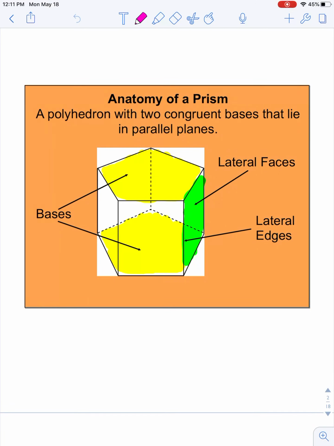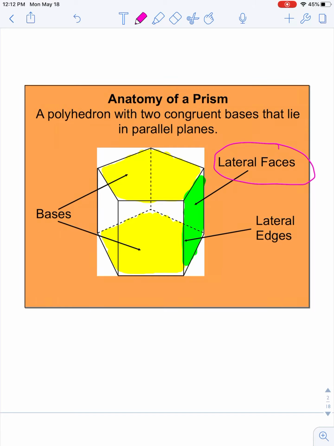So here is just kind of a review of what we covered in 12.1, just some of the anatomy of a prism. It's a polyhedron. Remember, a polyhedron is made up of two congruent bases that lie in parallel planes, and they have faces that are polygons. So in a prism, you have two bases that are parallel and congruent. And you also have what are called lateral faces. And that's going to come into play a little bit today when we find surface areas.